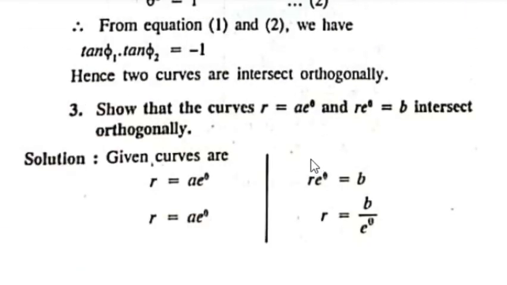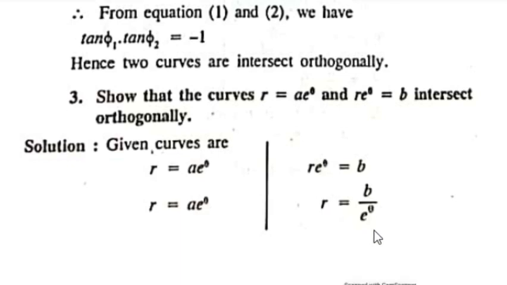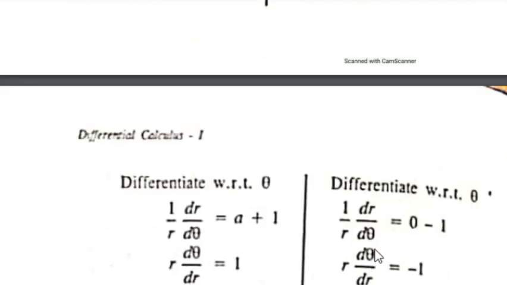Similarly, take the second curve, r into e raised to theta is equal to b, then r is b by e raised to theta. Then differentiate with respect to theta, 1 by r dr by d theta is equal to 0 minus 1, you will get. Then reverse this, r d theta by dr, this is minus 1, tan phi 2 is equal to minus 1. Now take the product, tan phi 1 into tan phi 2 is 1 into minus 1, and therefore tan phi 1 into tan phi 2 you will get minus 1. So therefore the two curves intersect orthogonally.